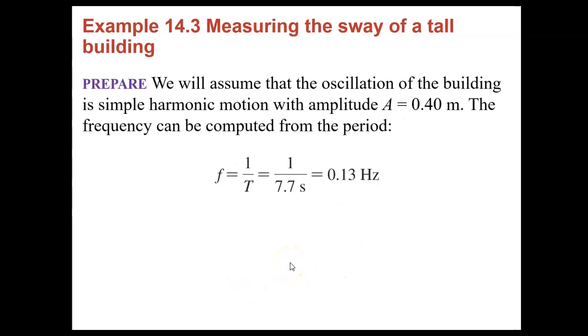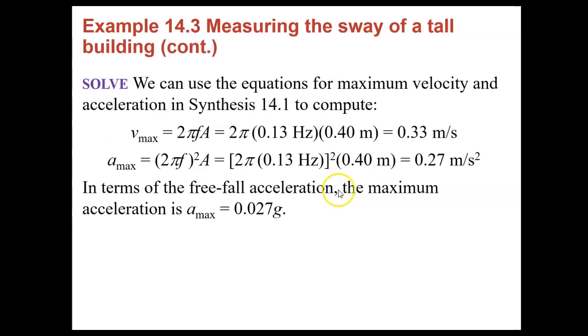All right. So the amplitude is 0.4 meters. That's A. So we know the frequency is 1 over the period. The period is 7.7 seconds, so 1 divided by 7.7 seconds is 0.13 hertz. Really, really low frequency. All right, so we can use one of the equations there to solve for velocity and acceleration.